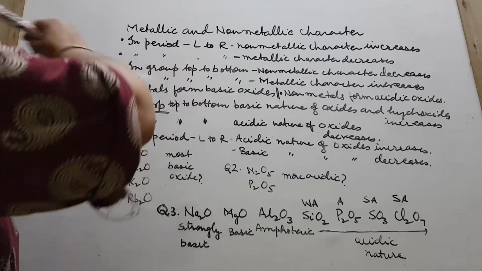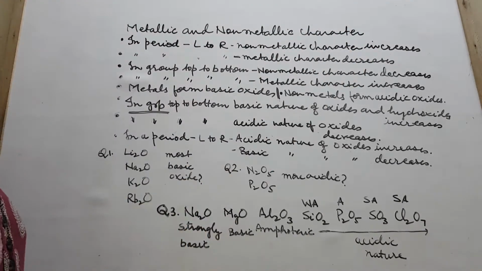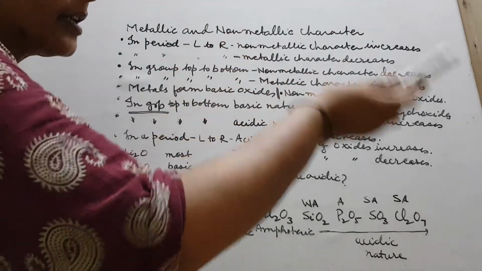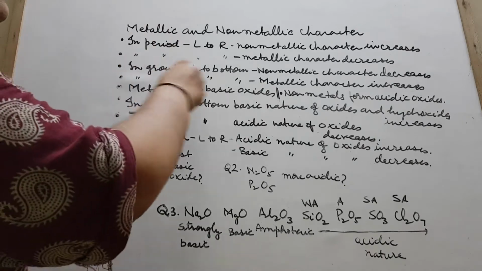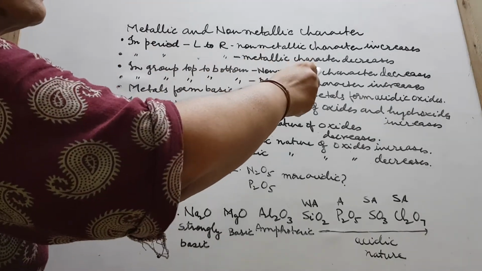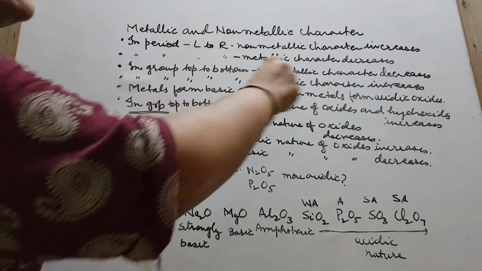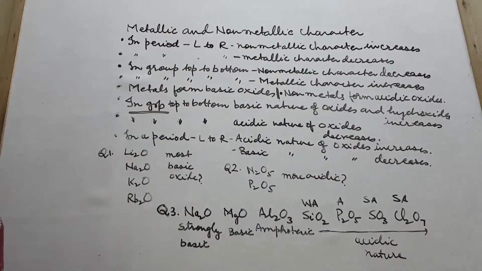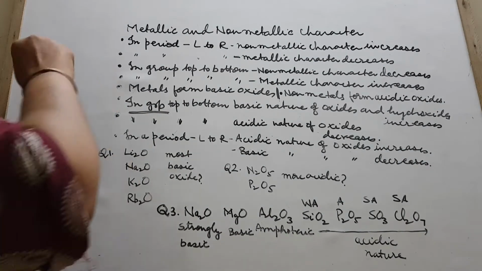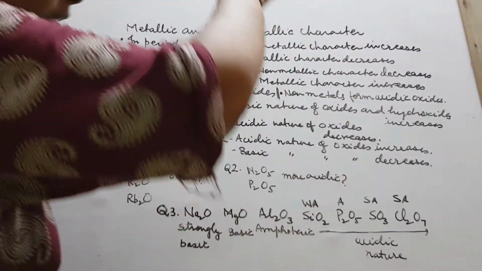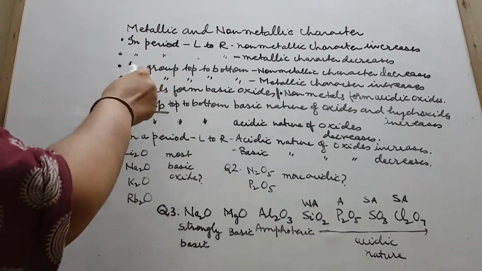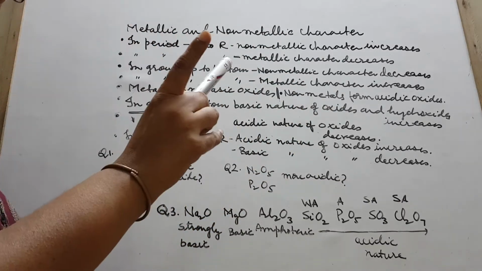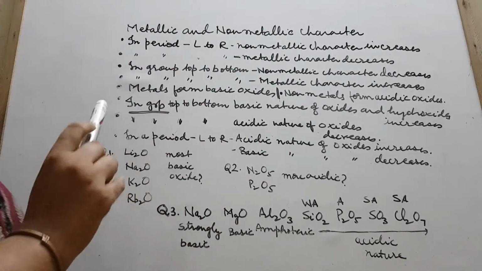So in a period, left to right, we all know children, non-metallic character increases and the metallic character decreases. Top to bottom in a group, non-metallic character decreases and the metallic character increases. This way metallic decreases, this way increases. And in a period, non-metallic increases and metallic decreases. These points are there. In a group, top to bottom, non-metallic character decreases and metallic character increases.